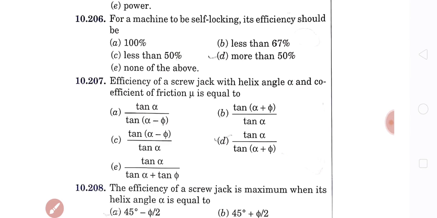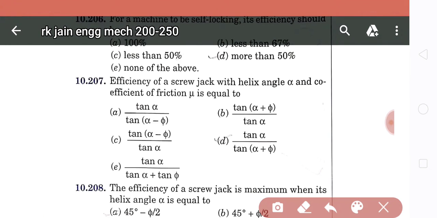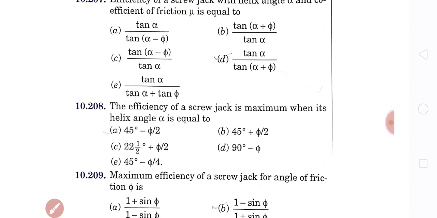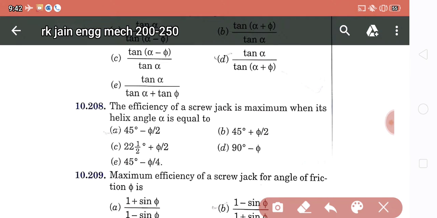207. Efficiency of a screw jack with helix angle alpha and coefficient of friction mu is equal to? Efficiency of a screw jack is tan alpha by tan(alpha plus phi). Next, 208. The efficiency of a screw jack is maximum when its helix angle alpha is equal to? Efficiency will be maximum when helix angle alpha is equal to 45 degree minus phi by 2.